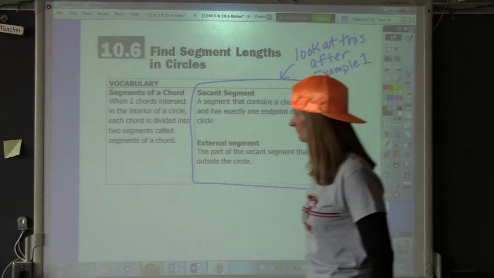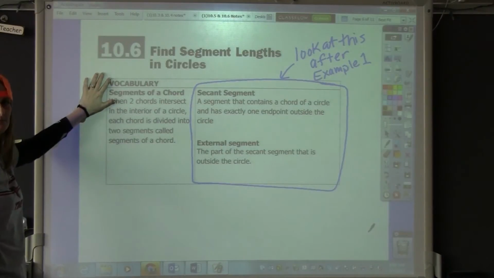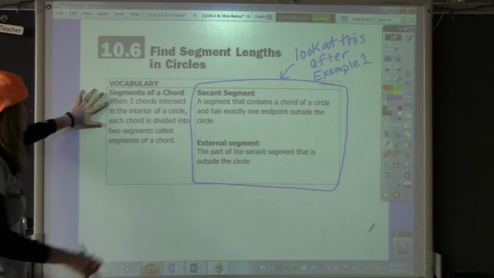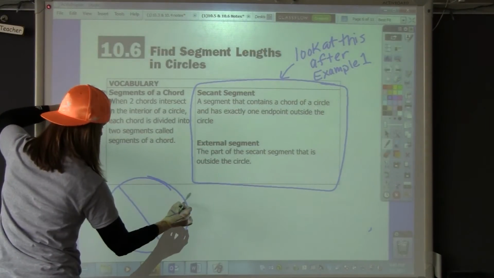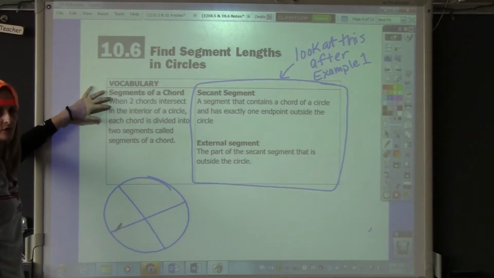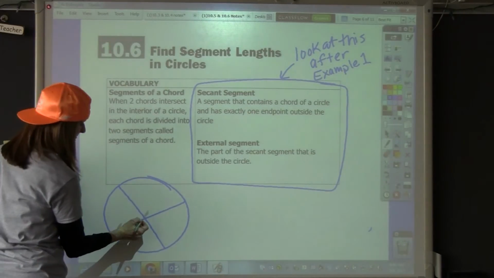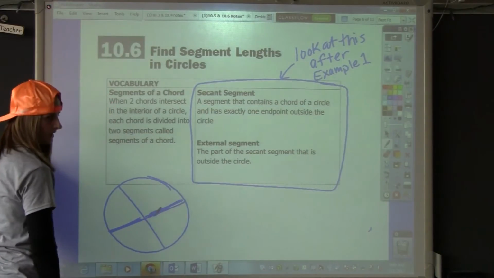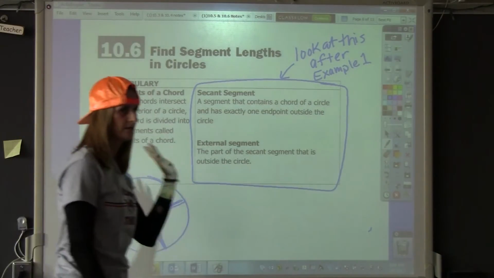Okay. So we're just going to look at this vocabulary and then do an example, and then we'll look at that in just a minute. Okay. So segments of a chord. When two chords intersect in the interior of a circle, they're just any two chords, not necessarily diameters. Each chord is divided into two segments called segments of a chord. So this chord is divided into that segment and that segment. And then this chord is divided into this segment and that segment. That's all that's saying.